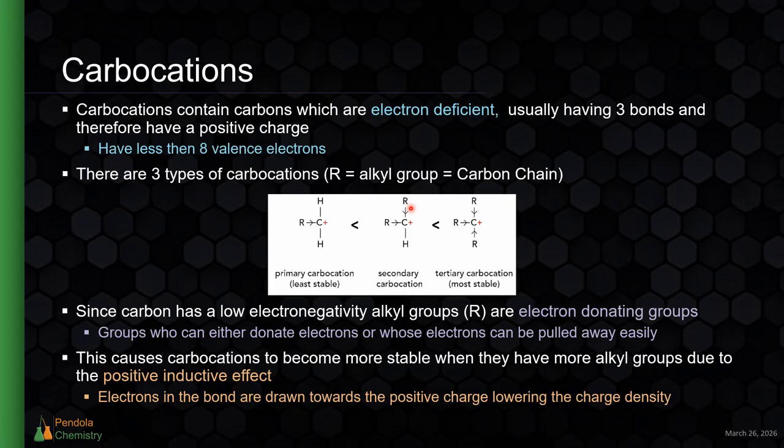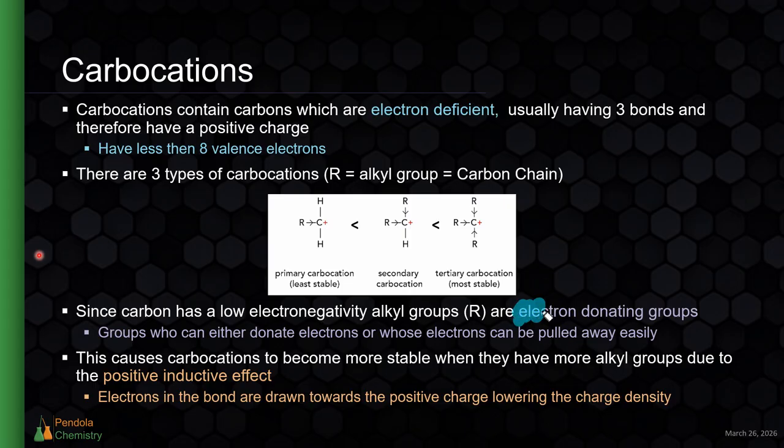So why is that important? And we're gonna see this take effect in a lot of the reactions we're gonna see later in the chapters. Why is this important? Since carbon has a really low electronegativity, around 2.2, because they have such a low electronegativity, the alkyl groups, those carbon chains attached to a positive carbon, are what we call electron donating groups.